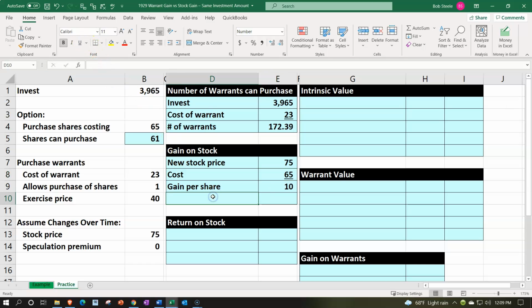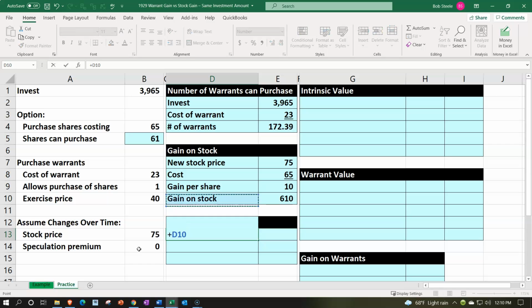And then the total gain on stock: we've got a $10 gain per share, and the number of shares we had was 61. So I'm going to take the 10 times the 61, and that's going to give us our 610.